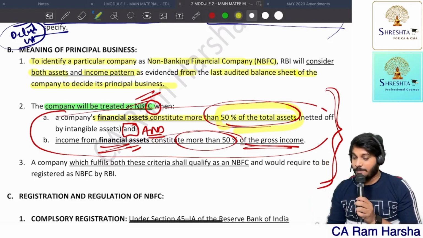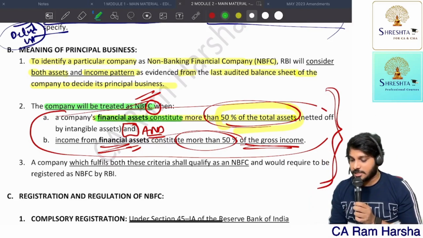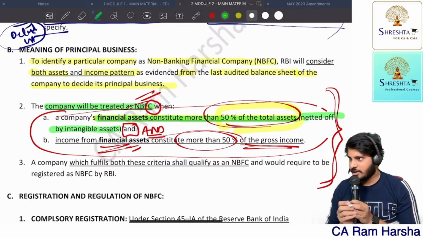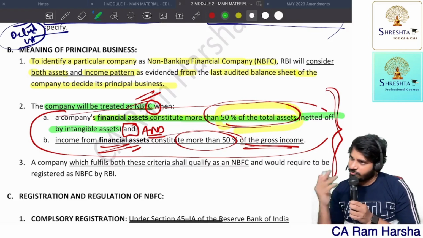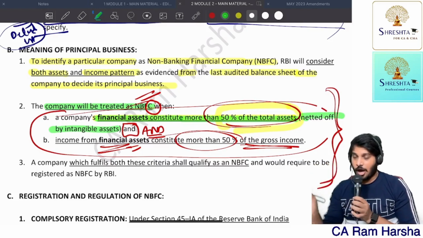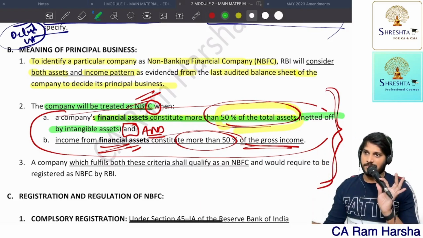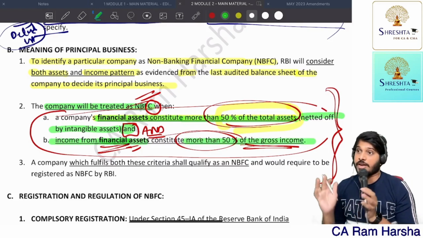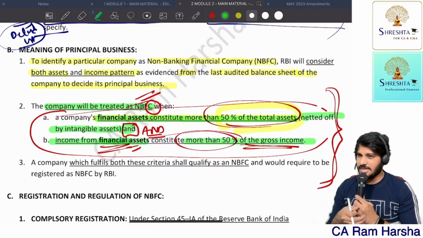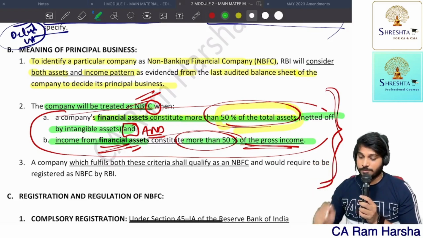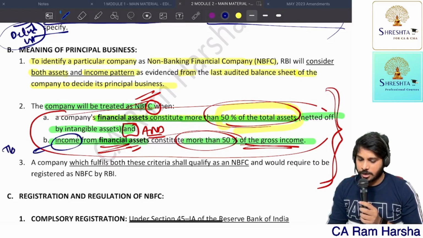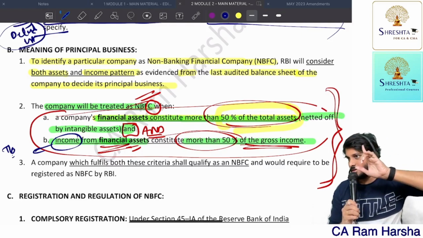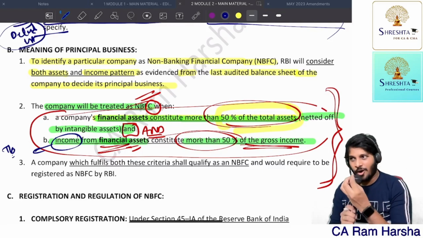What is the criteria? If the NBFC's financial assets constitute more than 50% of the total assets. By the way, net of intangible assets. When you are calculating total assets, net of intangibles, total assets means only tangible. Out of them, more than 50% is financial assets. And the income from financial assets should occupy the majority of your income. In your gross income, more than 50% is from financial assets. By the way, here income probably means turnover. Credit side of the P&L is there, no? That one. Credit side of the P&L, not profit. Able to understand? Not profit. How can you split profit?